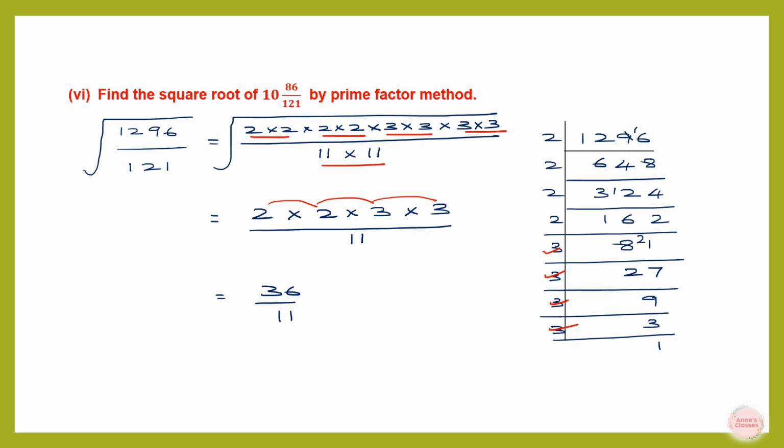So this is an improper fraction. Let's convert it to a mixed number. 11 3's are 33. What is left? 34, 35, 36, that is 3. So 3 3 by 11. This is our answer. This is the square root of 10 86/121.